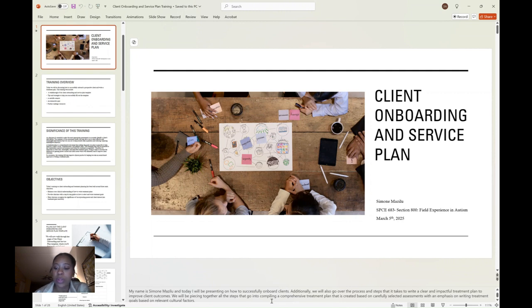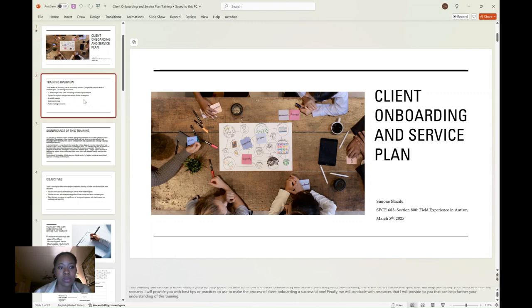Additionally, we will also go over the process and steps that it takes to write a clear and impactful treatment plan to improve client outcomes. We will be piecing together all the steps that go into compiling a comprehensive treatment plan that's created based on carefully selected assessments with an emphasis on writing treatment goals based on relevant cultural factors.